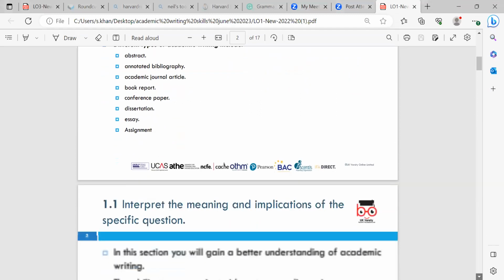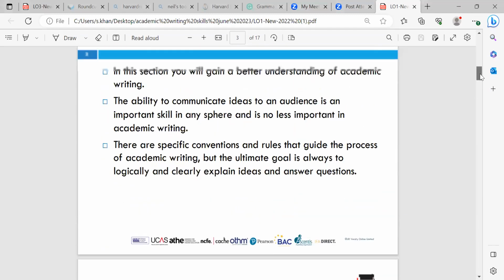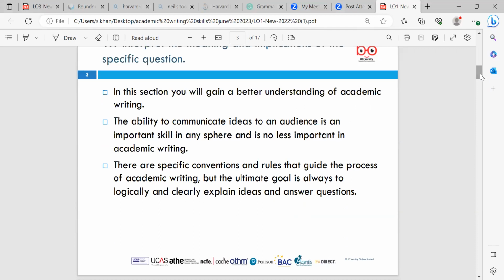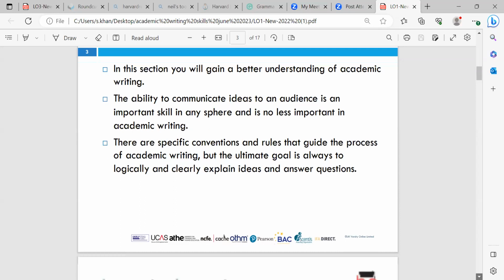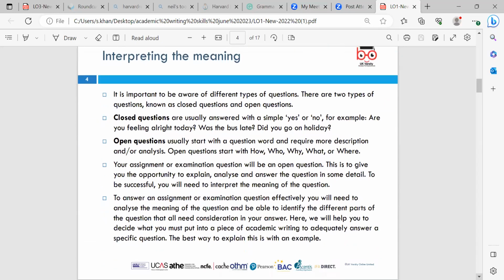We then went on to look at interpreting the question, which was getting a better understanding of the different questions, the ability to use ideas to the audience, and important in regards to using this for the skills as well. We then went on to look at interpreting the meaning. So we looked at closed questions, which is literally a simple answer, which can be yes or no. So how are you feeling today? Are you feeling alright today? Was the bus late? Did you go on holiday? These kind of questions, yes or no.